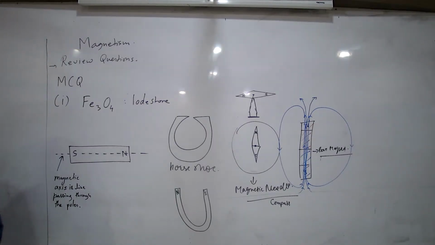Is that clear? So you have to write all this. Explain the meaning of the term induced magnetism. I hope it is clear to you. Question 13 is also a repeat.